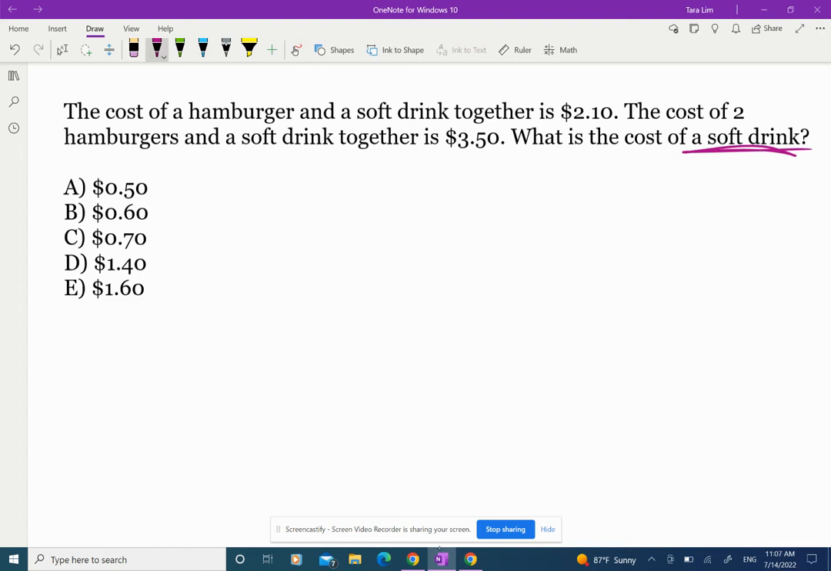So let's say H is hamburger and, actually no, I'll use D. So H is hamburger and D is soft drink. And here it says the cost of a hamburger and a soft drink. So you can see that there's a. Whenever there's a, it means it's just one hamburger and one soft drink. Okay, so we have one hamburger plus one soft drink together is equal to 2.10. Now, whenever I have one, I usually can just get rid of the one and just leave it as H plus D is equal to 2.10.